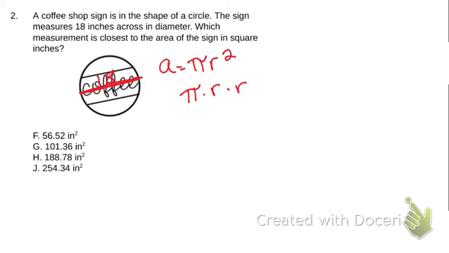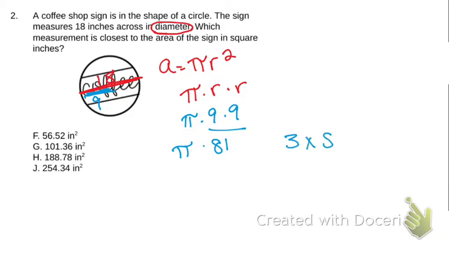Now, what is my radius? We have to be very careful here. My diameter is 18. Radius is halfway across that, which would only be right here, and it would be 9. So pi times 9 times 9. Okay, so the first thing I'll do is 9 times 9 is 81 times pi. So if I wanted to estimate again and say 81 times 3 is only going to be 243.